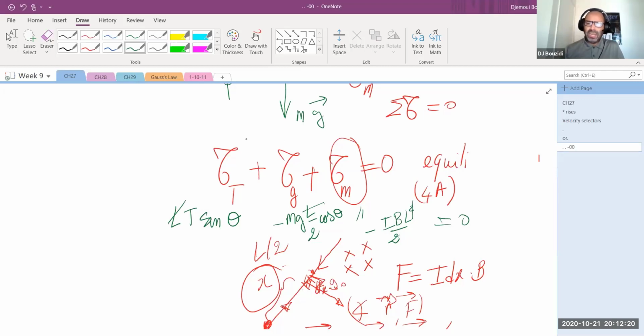Does everybody understand the physics, though? Forget about the numbers for right now. Basically, you have a rod with a current running through it. Had the current been running in the opposite direction, the magnetic force is going to help the tension, in a sense.